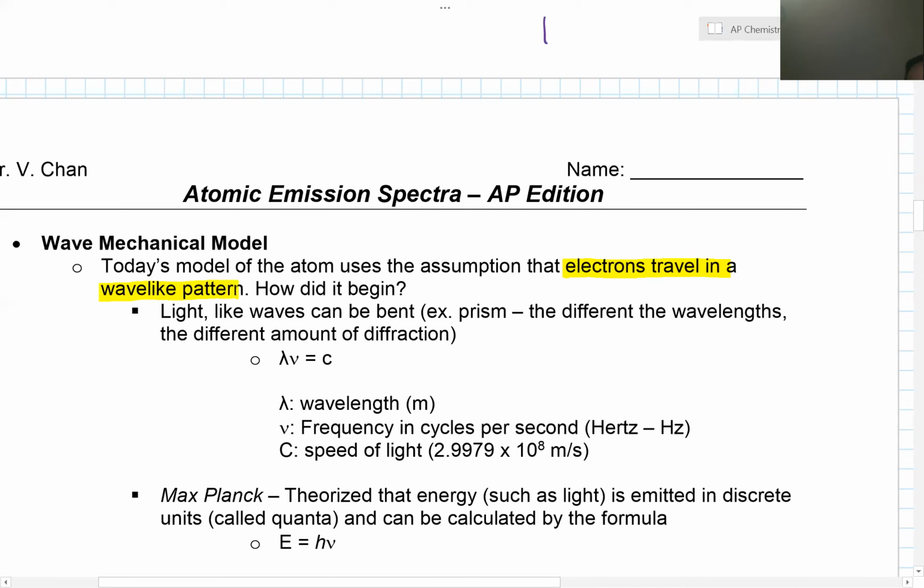Now, how did it begin? Well, the idea is how can an electron give off light? If an electron is traveling in a straight orbit, how can it give off a wavy light? So that was the interesting part. Light, like waves, can be bent. Like a prism, the different wavelengths have different amounts of diffraction. And so the wavelength times the frequency is equal to the speed of light.